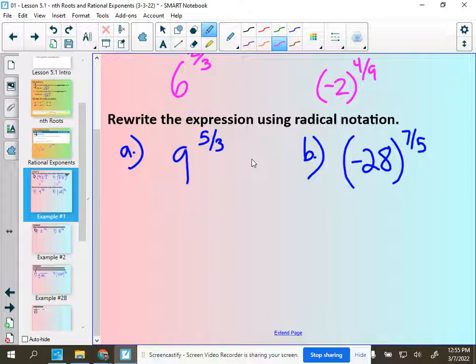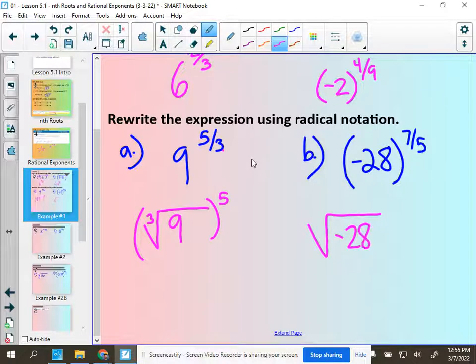So just like before, I'm going to make sure that my 9, that's like my base. That's what we're going to be taking the root of. It's just a matter of getting these numbers where they go. So we said the index should be 3, and the power that I'm going to be raising this to is the 5th power. Okay. B is a good look at just the one we did above. We can lose the parentheses now and just say we've got a -28 underneath our radical. And our index should be 5, and we're going to raise this whole thing to the 7th power. Okay.